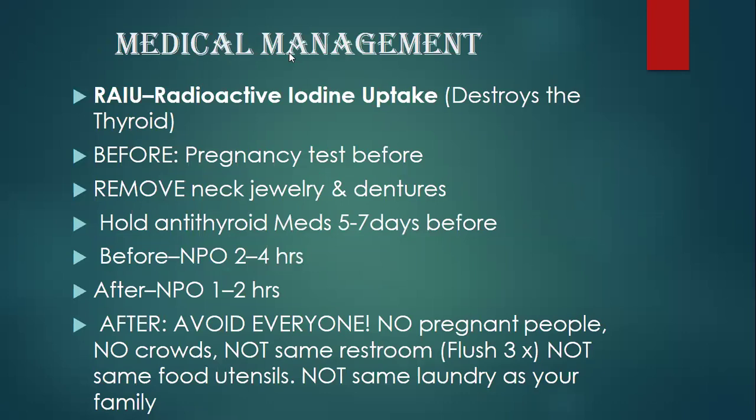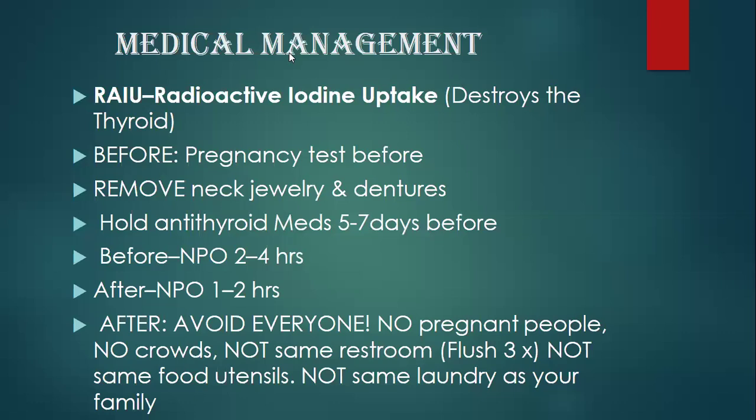Then radioactive iodine uptake. The patient can also undergo this radioactive iodine uptake because this destroys the thyroid gland. It destroys the thyroid cells when they are producing in excess, that is what it does. So what are the key things you are supposed to know about this radioactive iodine uptake? You have to make sure that before the patient undergoes it, the patient has to do a pregnancy test. So you cannot do it for a patient that is pregnant.